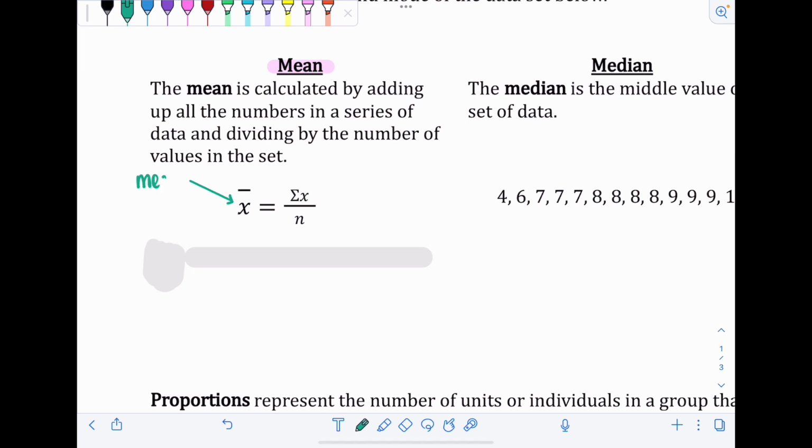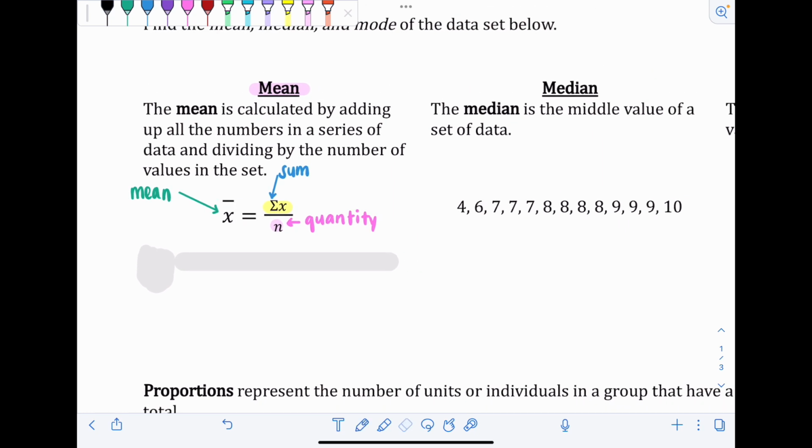So it'd be like saying the mean is equal to, you'd read it as x bar, and this symbol right here is called sigma. You'll see that more in the future. It means sum. So these two together are saying the sum of all the numbers in the data set, so you're adding up all the numbers. And then this n right here is the quantity of numbers in the data set, or the sample of the population or anything like that.